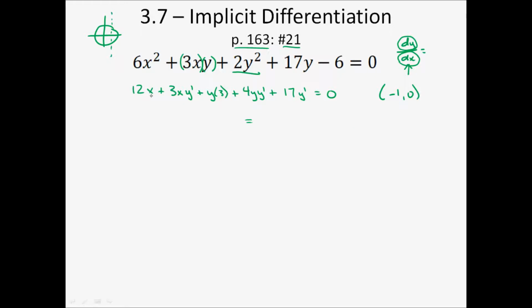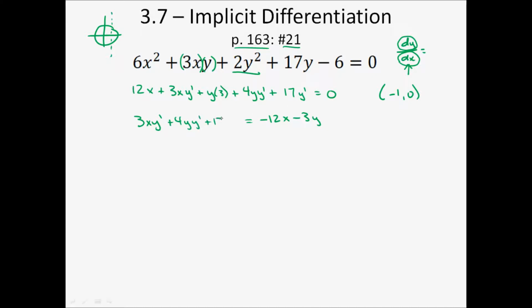All right, the first term does not have a y prime, so I'm going to put it on the other side, so I'm going to subtract it off. This one does have a y prime, so I'm going to leave it. This one does not have a y prime, so I'm going to subtract it off. This one does have a y prime, so I'm going to leave it.